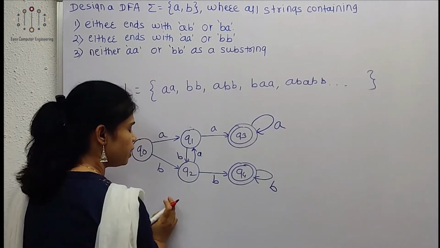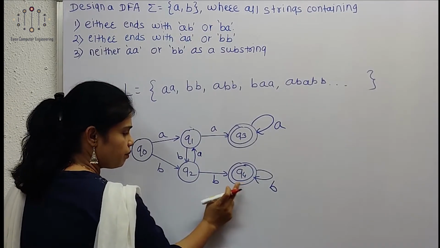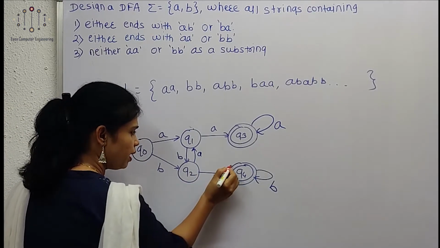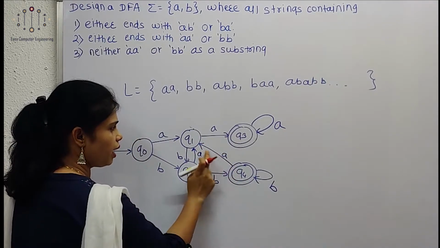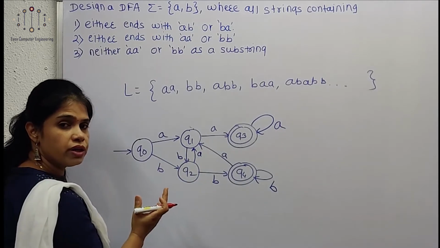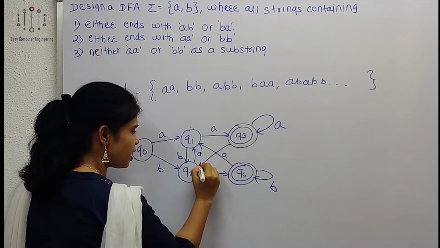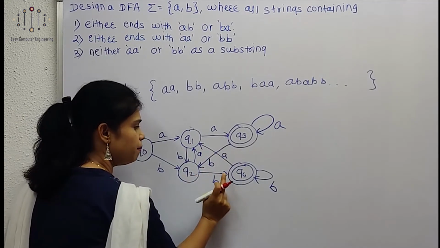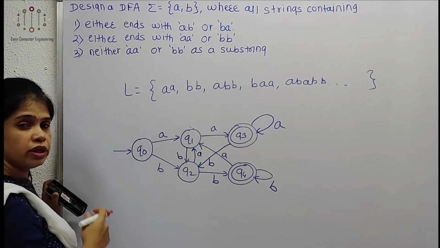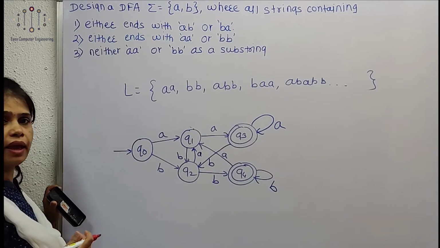How can we show it? Let us consider the A transition. From BB, A is possible. BB, A also ends with AA. In the same way, AA, and if the last characters are BB, AA, B, B, again B, B. So in this way we can accept the strings which end with either AA or BB.